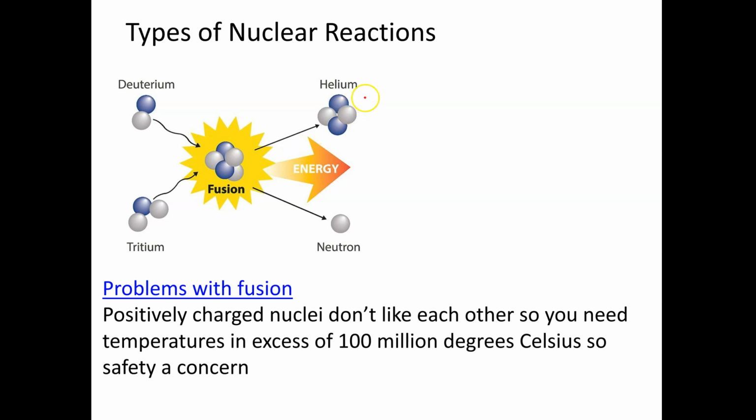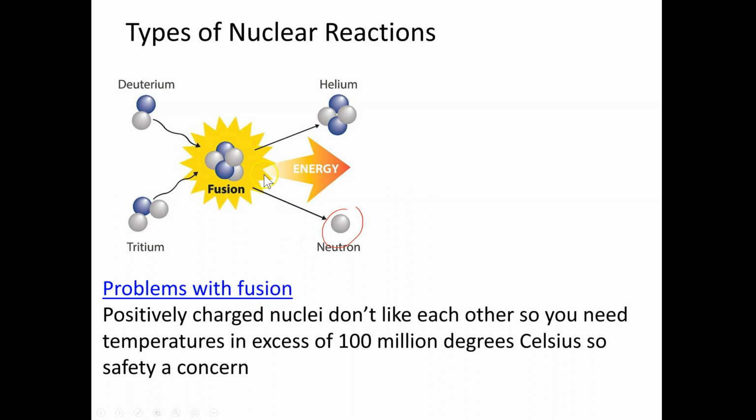Fusion is really good because the byproducts are helium and a neutron. That's if you do fusion with hydrogen, which is what occurs in the sun and stars. That's how they generate their energy. The neutron can then be used to start another fusion reaction. So there are a lot of benefits to fusion, but unfortunately there are some big issues with it.